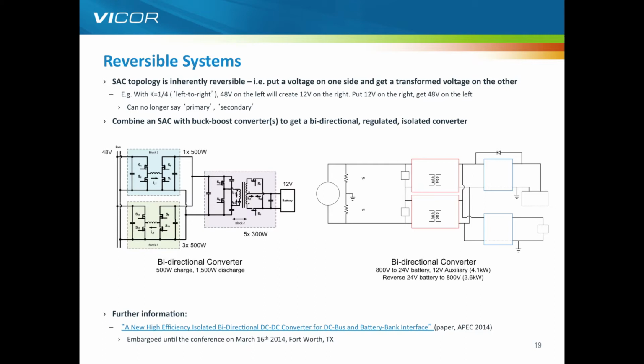The first one on the left-hand side is an example where we have a 48 volt rail and we're using a 12 volt battery as a backup. In this case, we're using a single regulator at 500 watts with a 1/4 transformer to regulate charge going into that battery. If the 48 volt rail was to go away, then that 12 volt battery is now stepped up using the transformer running in reverse and regulated, in this case using 3 of the regulators to make 1500 watts back to that 48 volt point. So this is an example of reversibility of the sine amplitude converter.